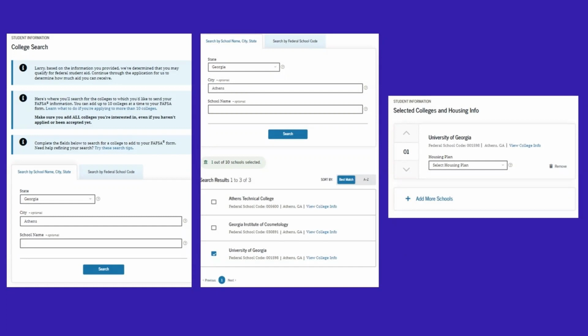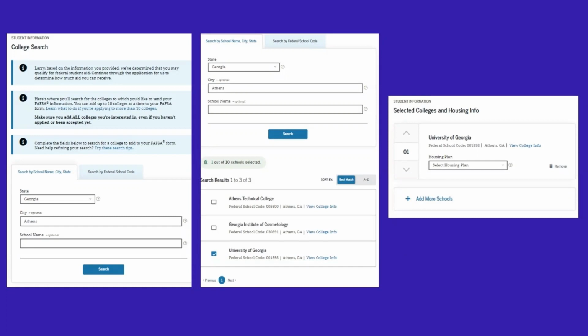All right, where it becomes difficult is somewhere down the road, if you realize that there was an error in your FAFSA, or for whatever reason there is additional information that you need to add, you now have colleges 11 through 15 in there.